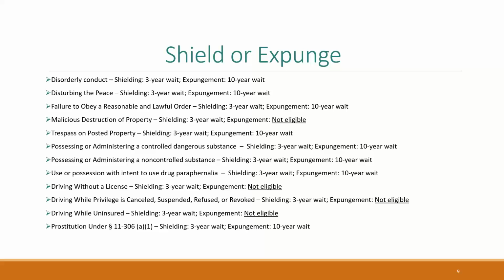So most of them are a 10-year wait for expungement, and that would be 10 years from the completion of any sentence or probation. But some of them actually are just not eligible for expungement right now if it's a conviction. That could, of course, change in the future, but right now this is how the law stands in Maryland.